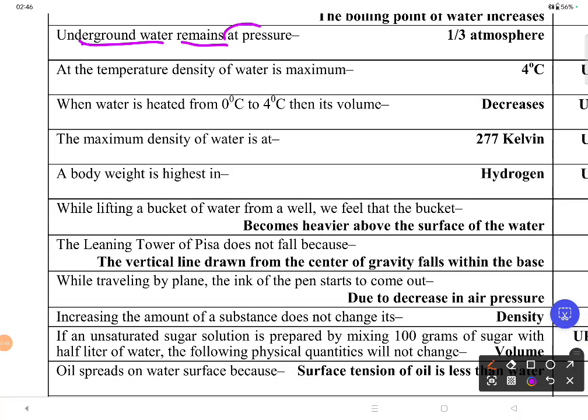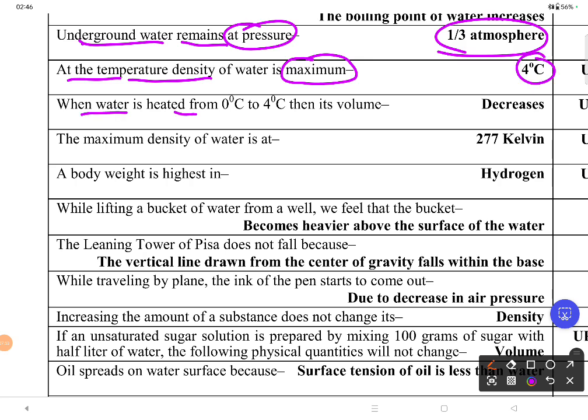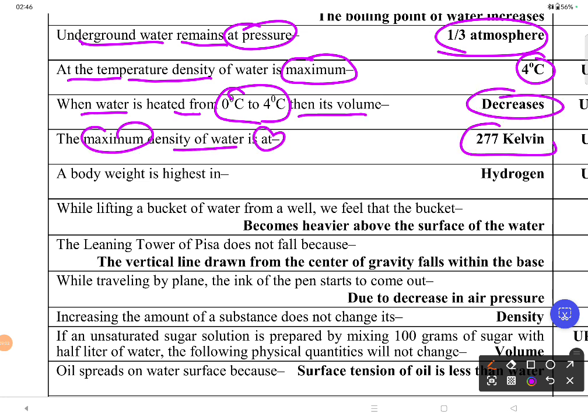Underground water remains at pressure 1/3 atmosphere. At the temperature 4 degrees Celsius, the density of water is maximum. When water is heated from 0 degrees Celsius to 4 degrees Celsius, then its volume decreases. The maximum density of water is at 277 Kelvin.